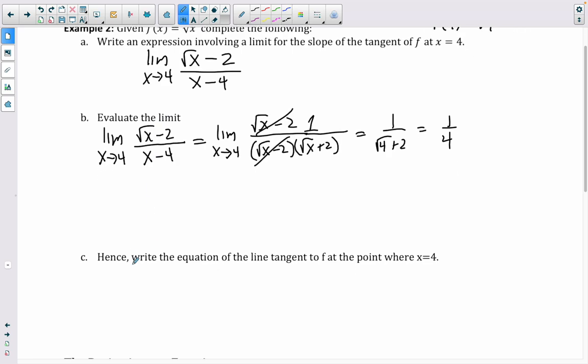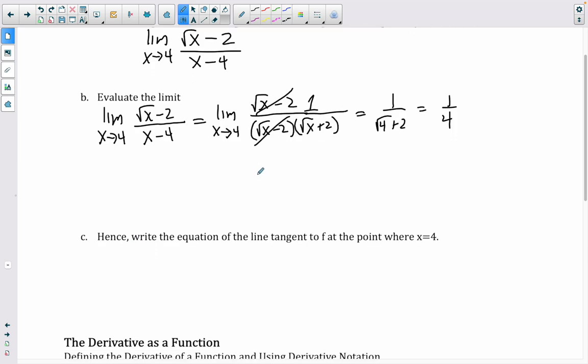All right, and then I did some algebraic manipulation. Hence, write the equation of the line tangent to f at the point where x equals 4. All right, so again, we already know that f of 4 is 2. Now we just plug it into point slope form. Y minus 2 is equal to 1/4 times x minus 4. And there is your equation of the tangent line.